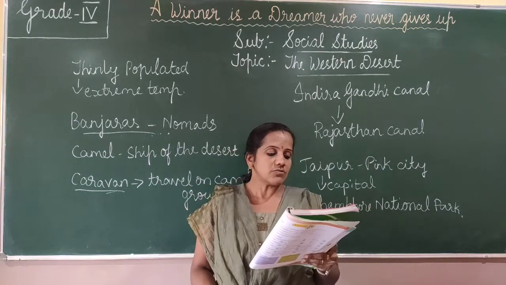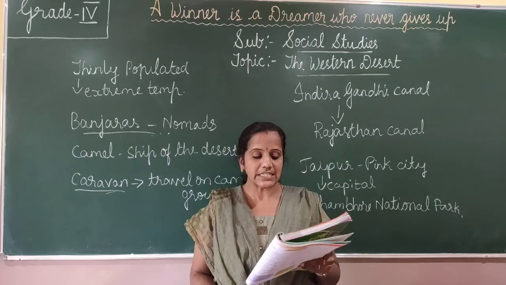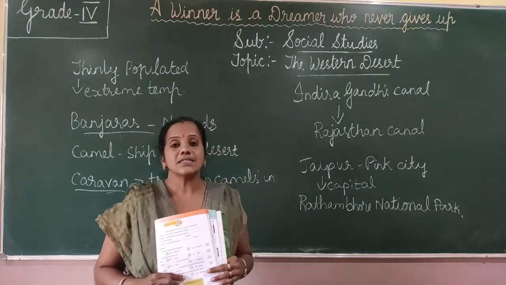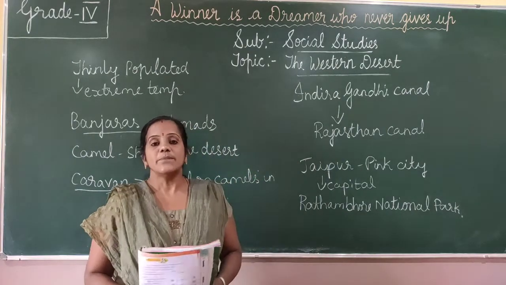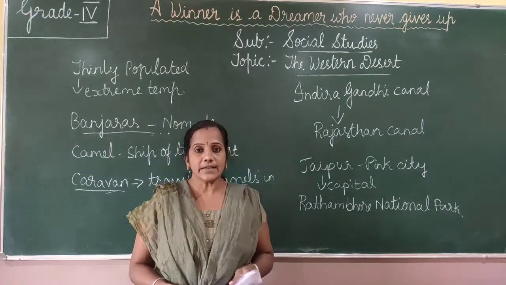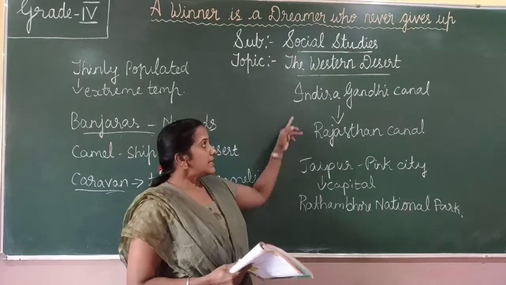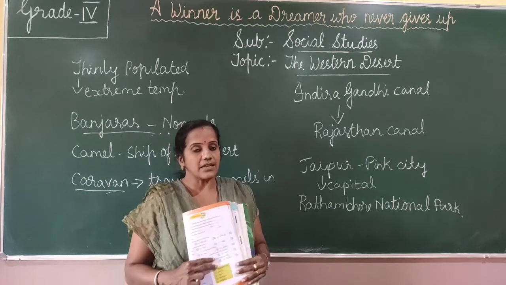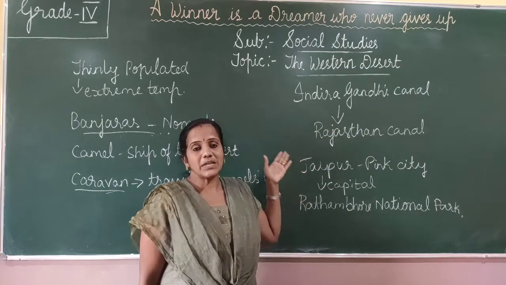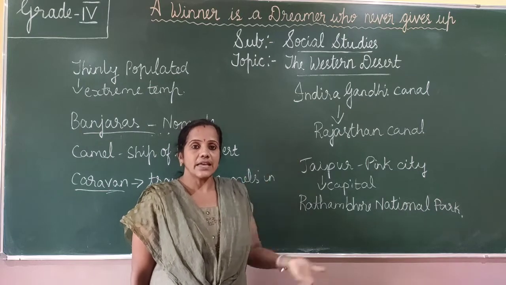Next we move to the development of this state. Agriculture has developed recently due to the construction of the Indira Gandhi Canal, also called the Rajasthan Canal. The people get water for irrigation from this canal, and they can grow crops.